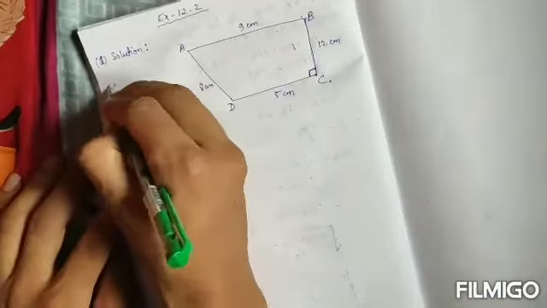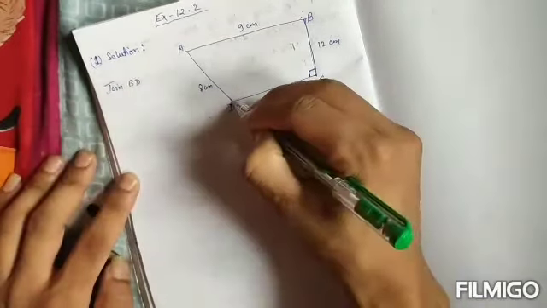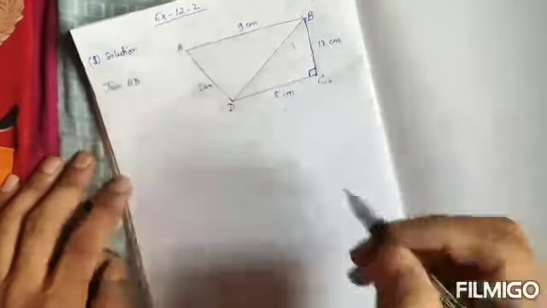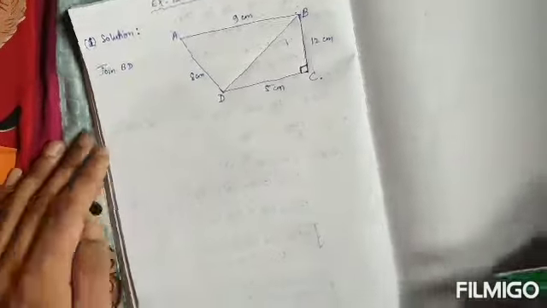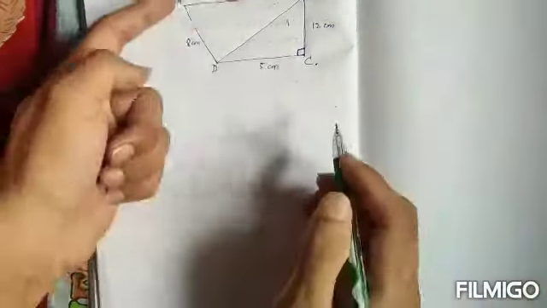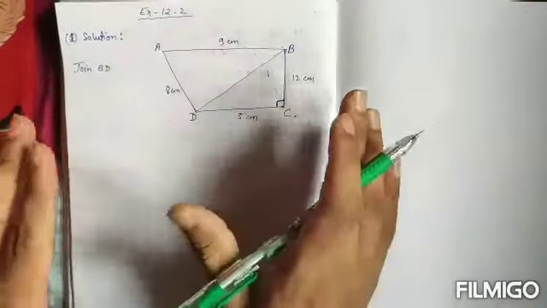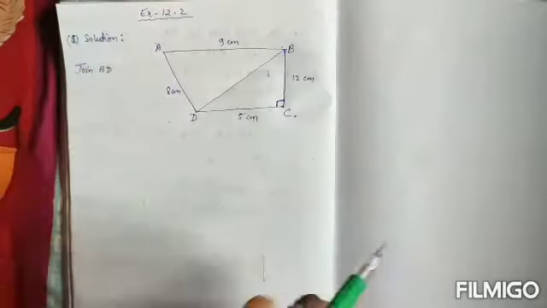First what we can do is we can join BD. Why BD? If I join BD, what will BD be called? We can call it a diagonal of this quadrilateral, isn't it? And why am I joining BD and not AC? Because in a quadrilateral we can draw two diagonals, right? One is BD, another one is AC, but I am drawing BD and not AC. Why?